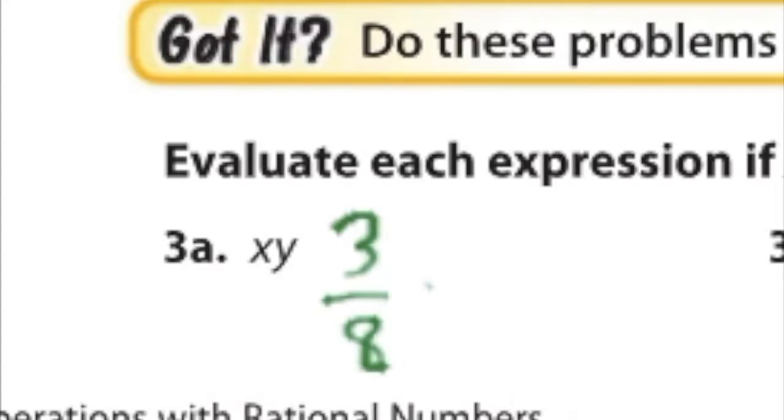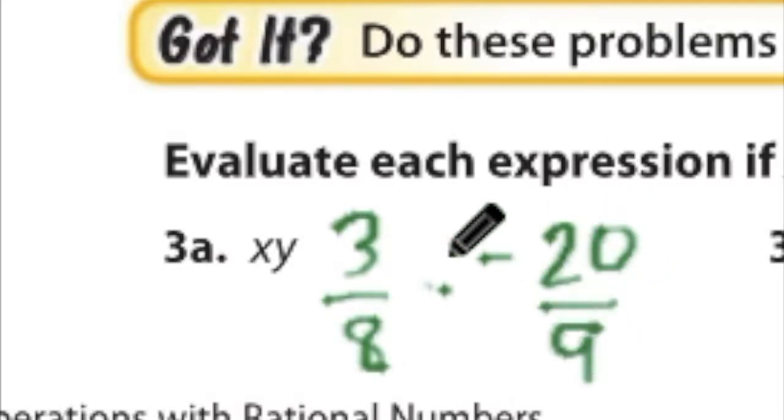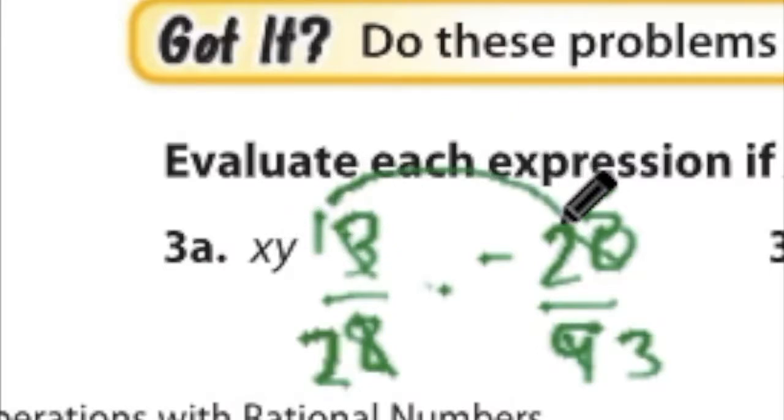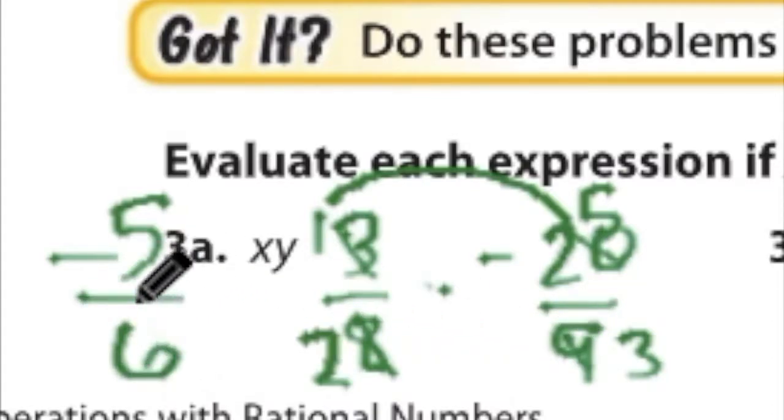2 times 9 is 18. 18 plus 2 is 20. 20/9 is going to be negative, so I'll put -20 over 9. 3 goes into 3 once. 3 goes into 9 3 times. 4 goes into 8 twice. 4 goes into 20 5 times. 1 times -5 is -5, and 2 times 3 in the denominator is 6.